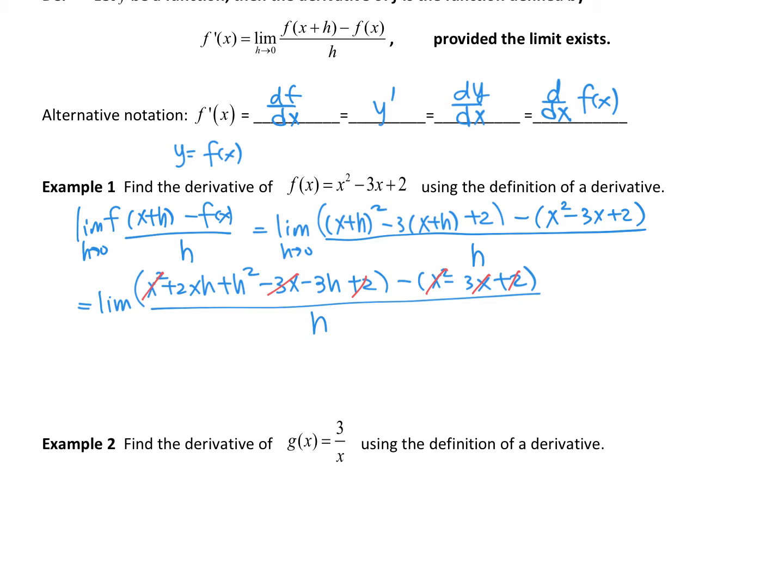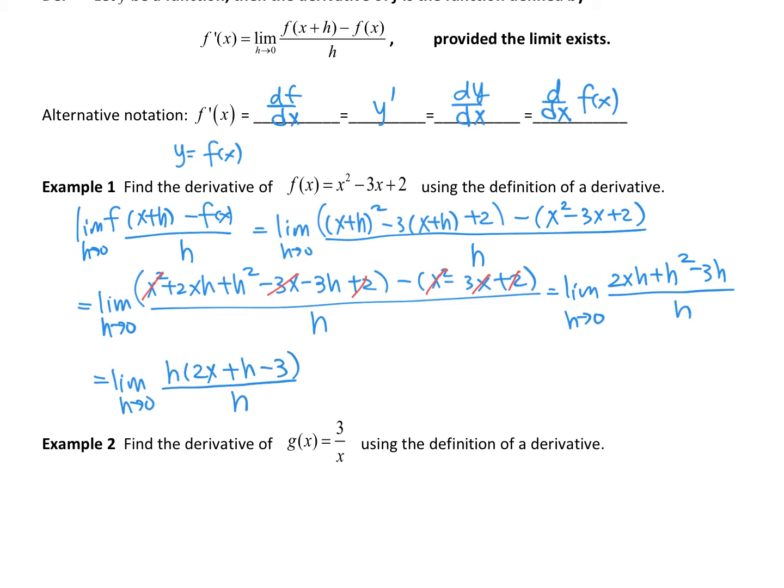Okay, so what's left? The limit as h goes to 0. Here, I forgot to write that here. 2xh plus h squared minus 3h over h. On the top, every term has h in it. This one is h squared, so basically that's h times h. So let me just factor that out: h times 2x plus h minus 3, over h. I factored out h from every term because every term had h in it. So then I can cancel that out because there's h on the bottom.